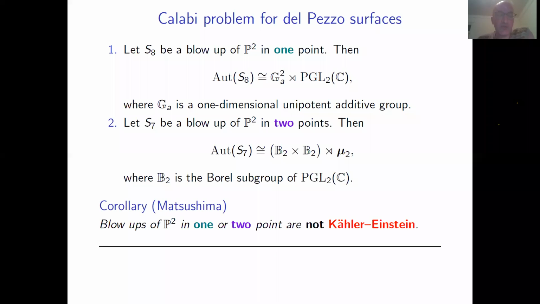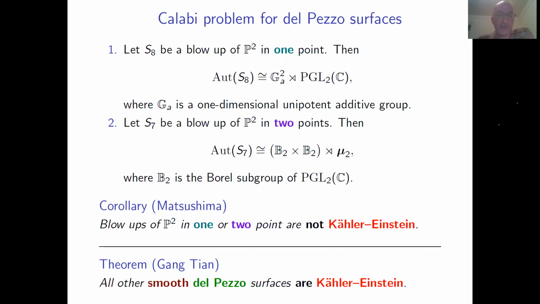The classical result of Tian, which goes back to the 90s, says that all other smooth Del Pezzo surfaces are Kähler-Einstein. Basically Tian stated the theorem in his paper in Inventiones: smooth Del Pezzo surfaces have a Kähler-Einstein metric if and only if the automorphism group is reductive. But the proof was more or less case by case. He went through the different families which I described on the previous slide, and proved that in each case the metric exists.